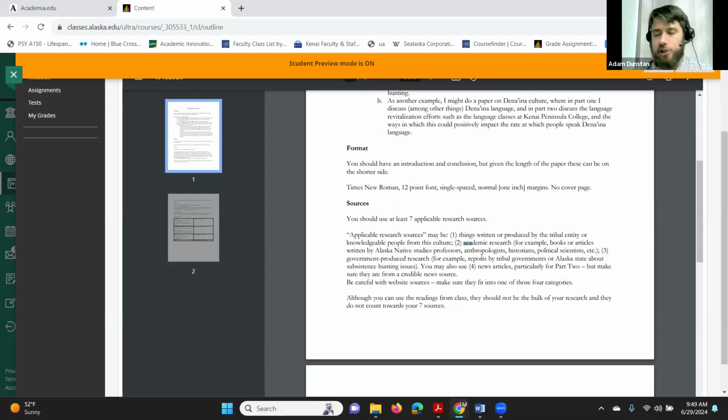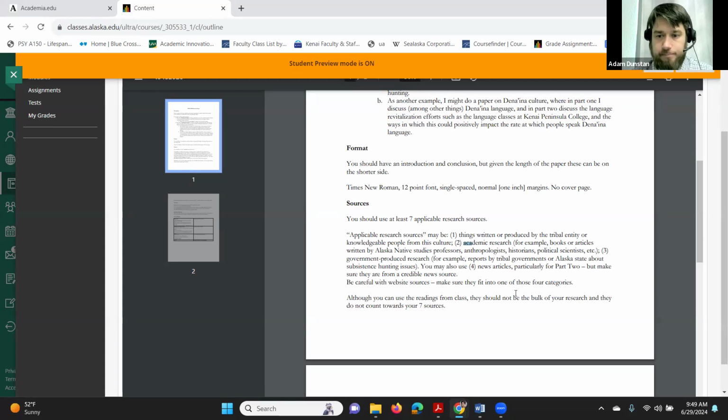But anyways, academic research. It doesn't have to be an anthropologist either. It can be a historian or a political scientist, or whatever. But somebody who spent significant research there. So it could be things written by somebody in that community. It could be academic research. Sometimes it's both. In Alaska, we have a really rich and awesome history of indigenous anthropologists, people writing about their own communities.